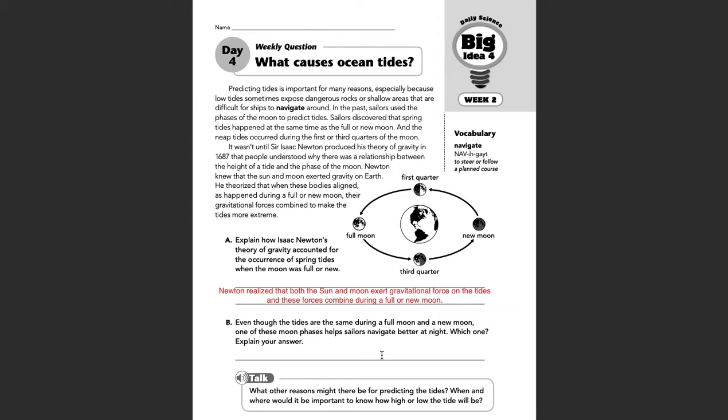Part B, even though the tides are the same during a full moon and a new moon, one of these moon phases helps sailors navigate better at night. Which one? Explain your answer. So think full moon or new moon. So new moon right here, as you see, shaded in pretty dark. Full moon, not shaded in at all.